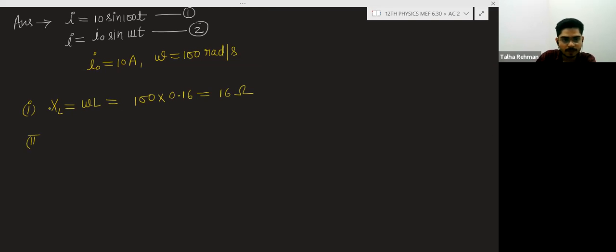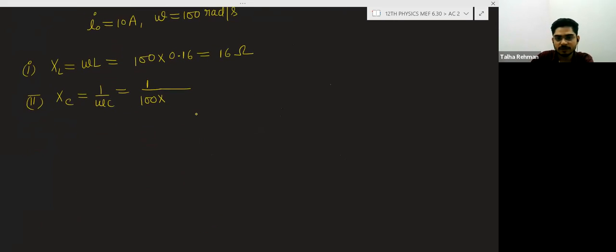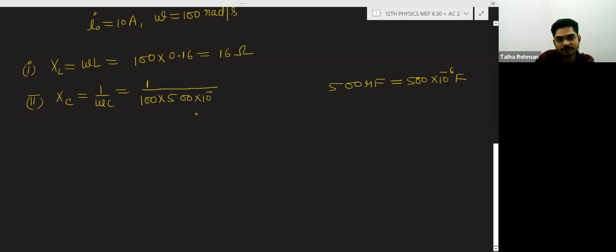Second, they are asking XC. XC is 1 upon omega C. What is omega? 100. What is C? It is given that 500 microfarad. 1 microfarad is equal to 10 to the power minus 6. So 500 microfarad can be written as 500 into 10 to the power minus 6 farad.